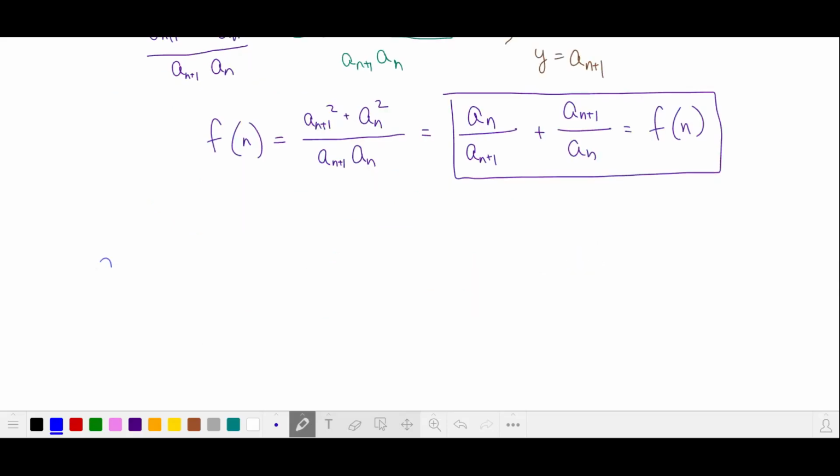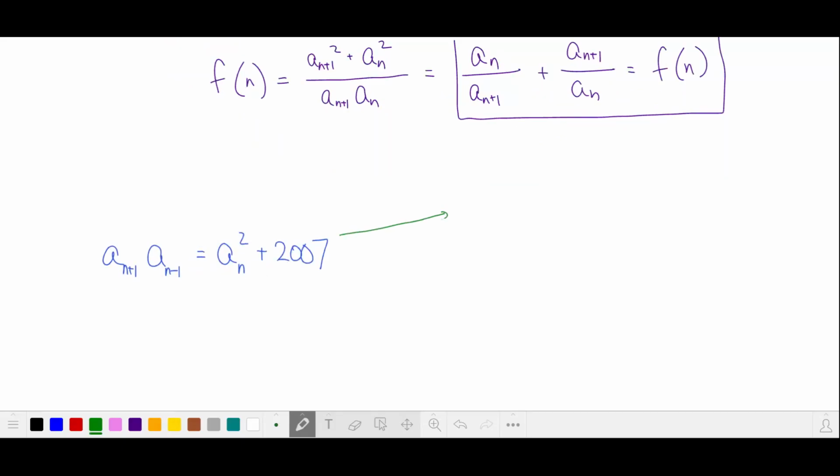In the problem statement, we're also given this relationship among three consecutive terms in the series. First, let's divide both sides of this equation by the product a sub n minus 1. On the left-hand side, a sub n minus 1 is going to cancel, and we're going to be left with a n plus 1 in the numerator and a sub n in the denominator. On the right-hand side, the a sub n is going to cancel with one of these. We'll have one left and an a n minus 1 in the denominator. And then we take the 2007 and divide by the product.